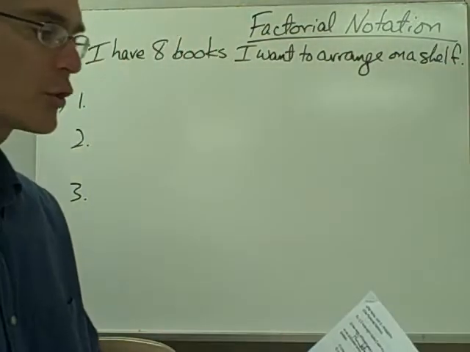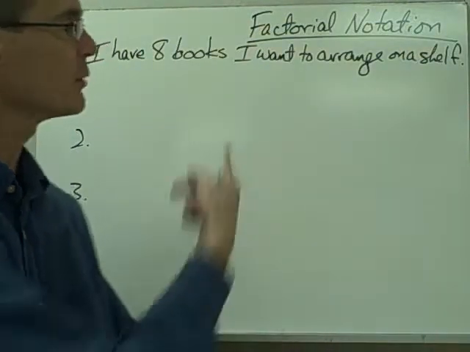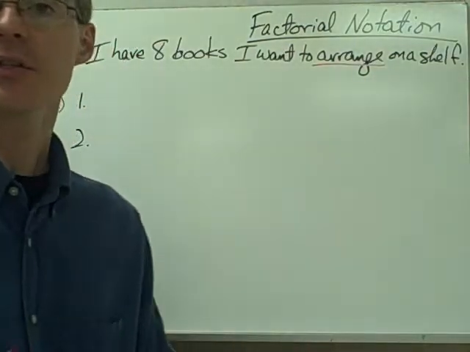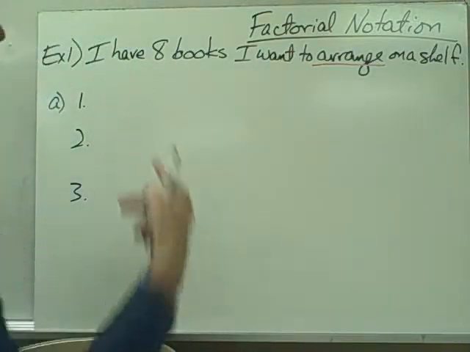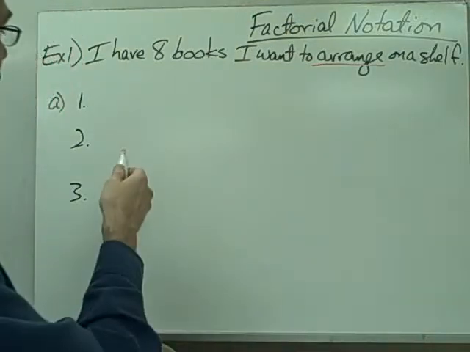I have 8 books I want to arrange on a shelf. How many different ways can I arrange my 8 books? And we've seen examples like this before. Since I'm arranging a number of items, I know this involves permutations because order matters. And we've already talked about 2 ways that we could go about calculating the number of different ways I can arrange the 8 books.